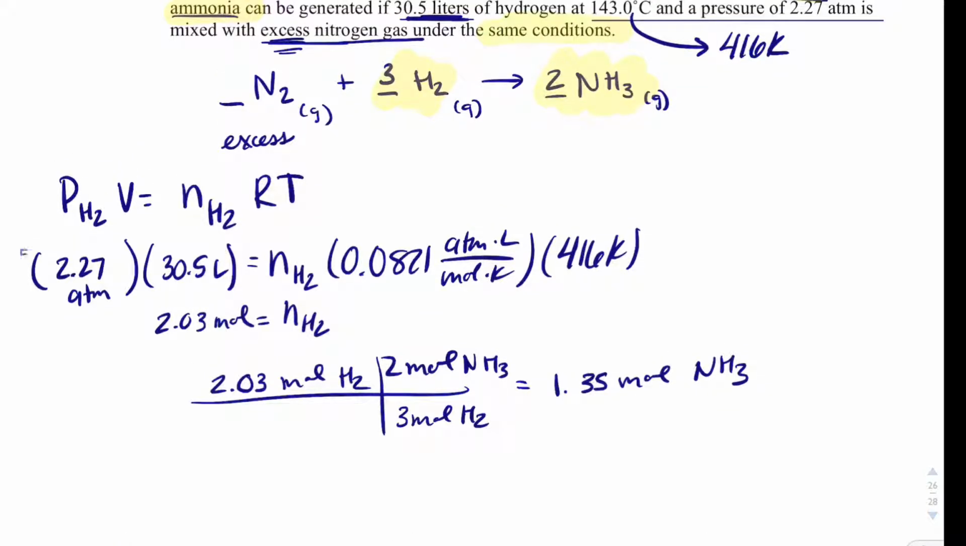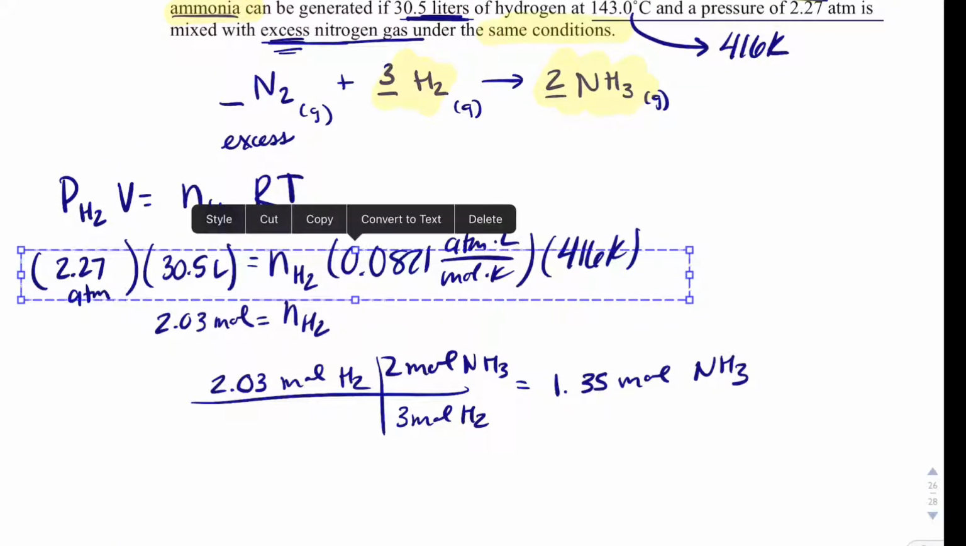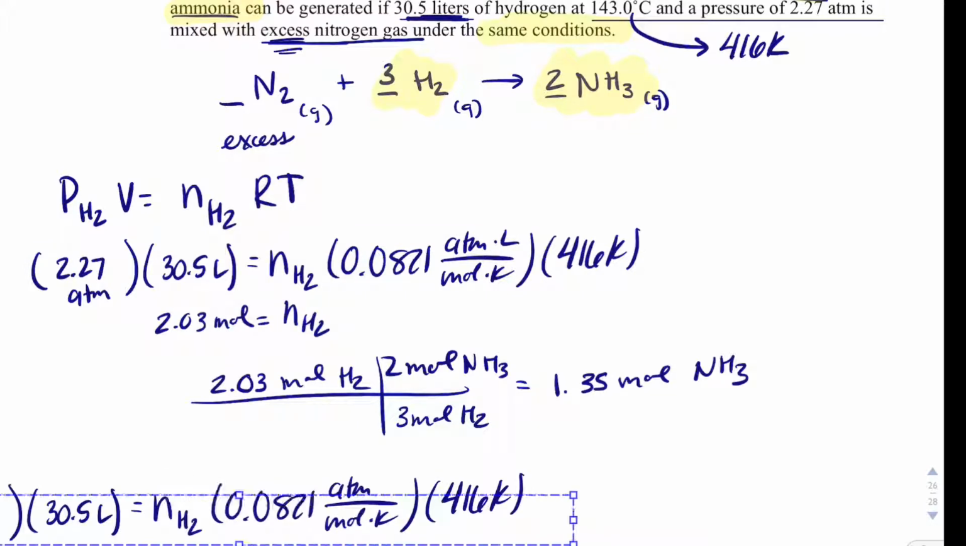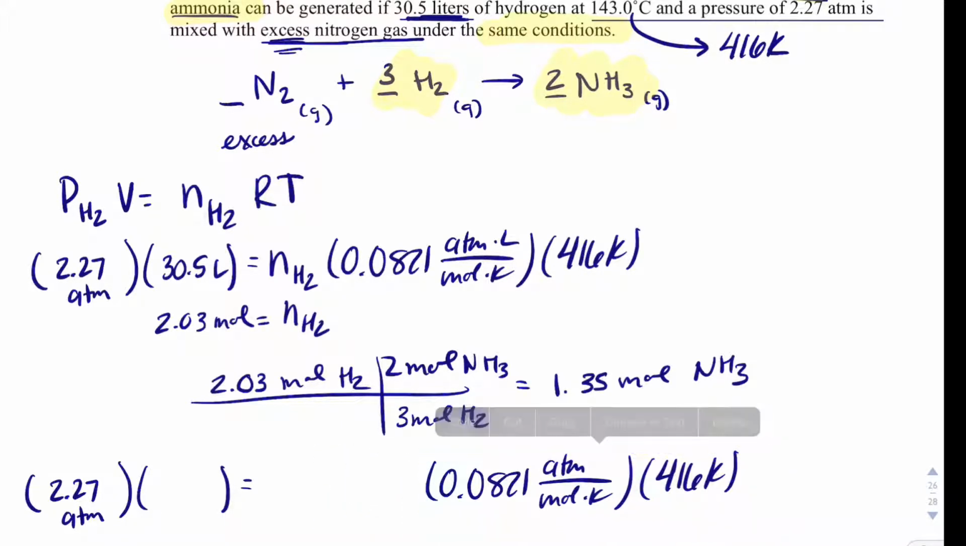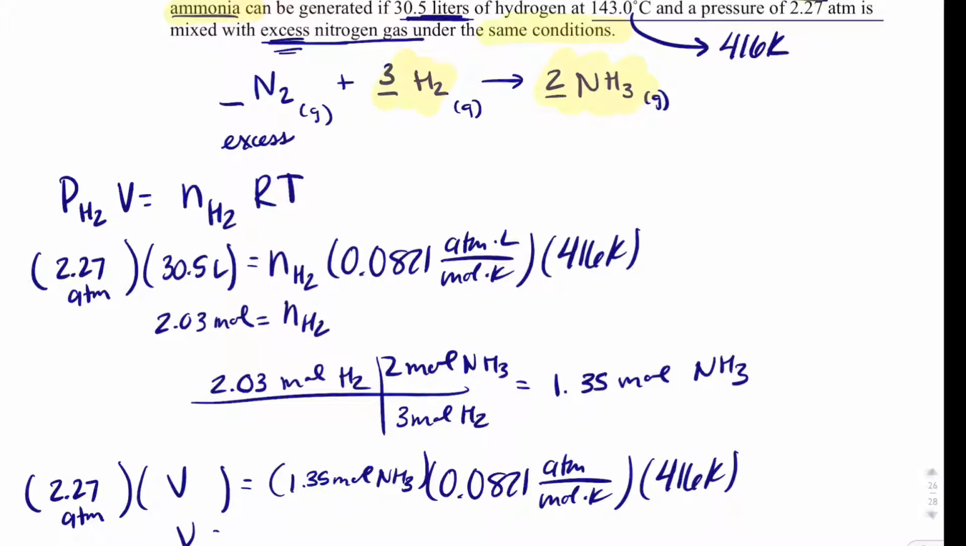So what I can do is I can actually just copy this. I'll put this down here. This is PV equals nRT. The conditions that are the same would be not the volume, but just the pressure and the temperature. So I can plug in the moles that I got through my mole bridge. And so I'll solve for volume, and I'll just divide over 2.27 atmospheres, and I end up with 20.3 liters of NH3.